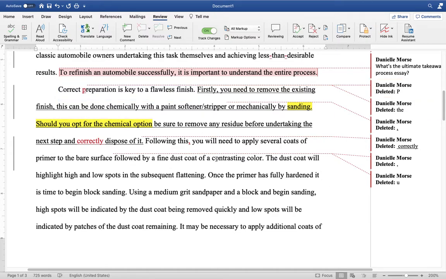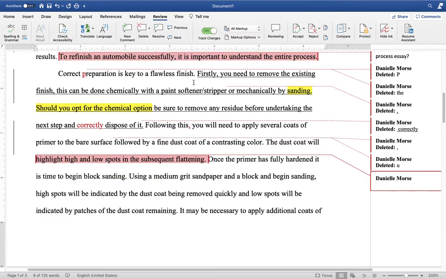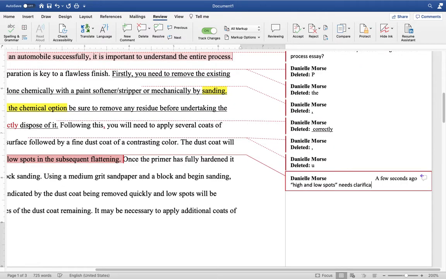Followed by a fine dust coat of a contrasting color. This is another good example of backward-forward writing. The dust coat will highlight high and low spots in the subsequent flattening. I read this and I was like, I don't understand that. So that needed a little bit more explanation, the high and low spots. Needs clarification.